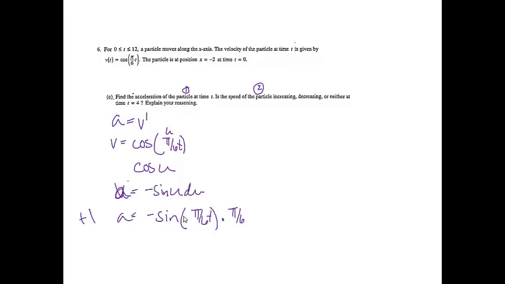Great. And then it says, is the speed of the particle increasing, decreasing, or neither? Well, I know to find if the speed is increasing, decreasing, or neither, I need to compare the signs on the velocity and the acceleration. So first of all, I need to find the velocity at 4, and then I need to find the acceleration at 4, and then we need to know about their sign. So the velocity at 4, I'm just going to plug 4 into the velocity formula, and that will give me the cosine of 2/3 pi.